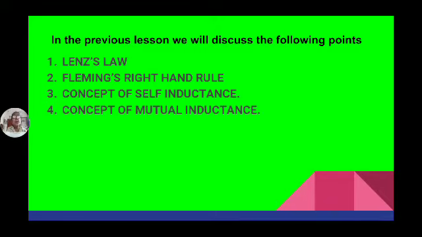So that is nothing but Lenz's law that we discussed in the last class. In what direction it is produced, that is given by Fleming's right hand rule. Here the forefinger indicates the direction of the magnetic field. Then the thumb indicates the direction of the movement of the conductor. Then the middle finger indicates the direction of the induced EMF. That is Fleming's right hand rule.